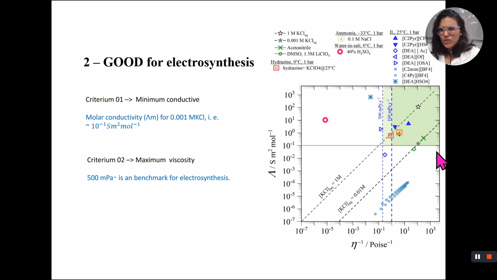Now I should comment on the liquids, the points in this graph. Only to give you a reference, water and salt is a conventional electrolyte for batteries. It falls over here. Conventional electrolytes for organic chemistry, like acetonitrile and dimethylsulfoxide, fall in here.